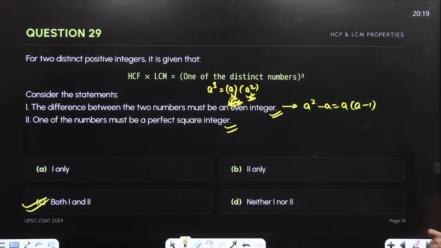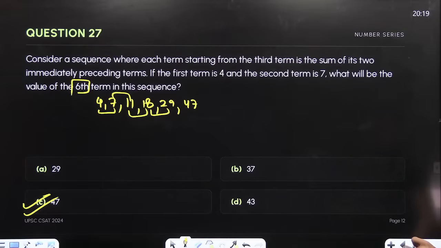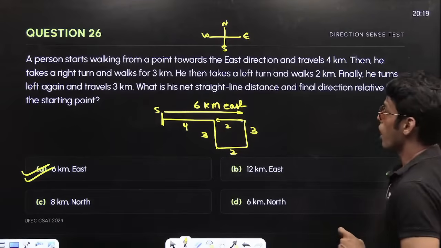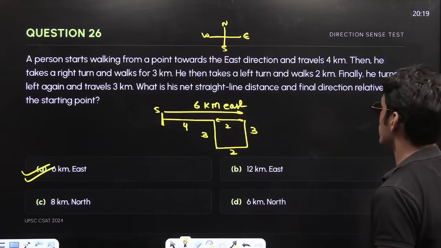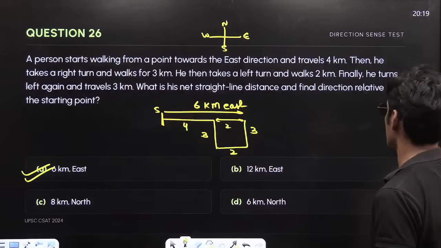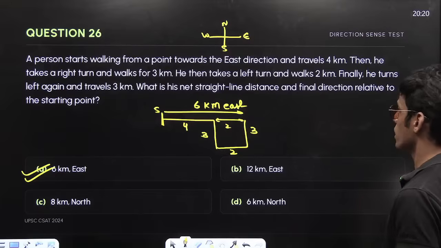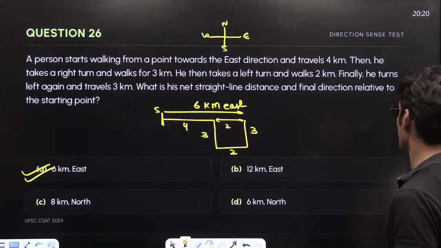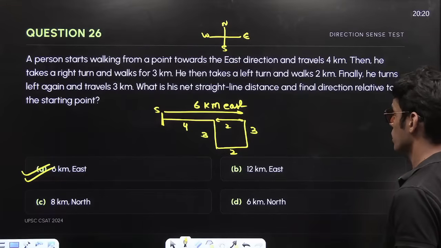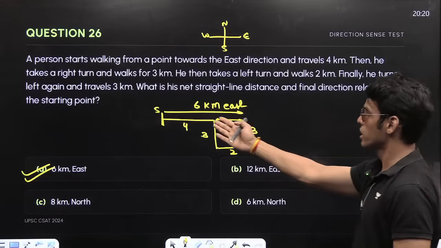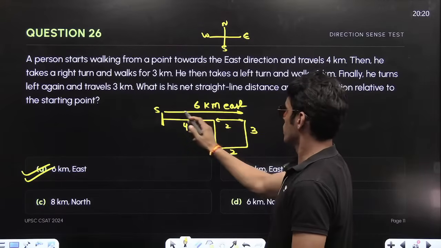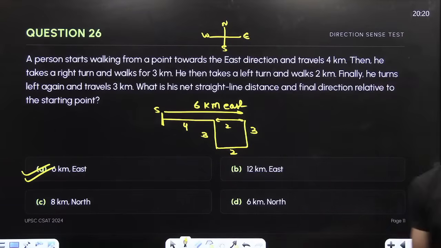Let me check that again. What you are saying is, a person starts walking from a point towards the east direction and travels 4 kilometers. Then he takes a right turn and walks for 3 kilometers. Left turn and walks 2 kilometers. Finally, he does. What is the net straight line distance and final direction relative to his starting point? How come it is north? See, this is the starting point. This is the total trajectory. So this has to be 6 kilometers east only, right?